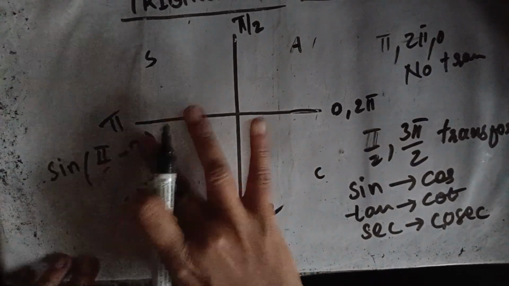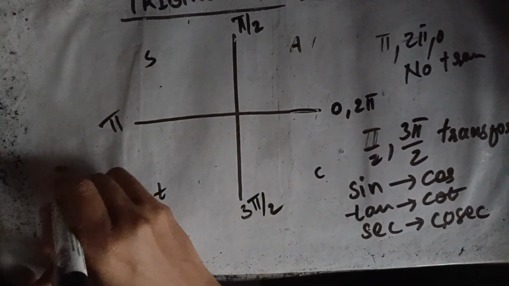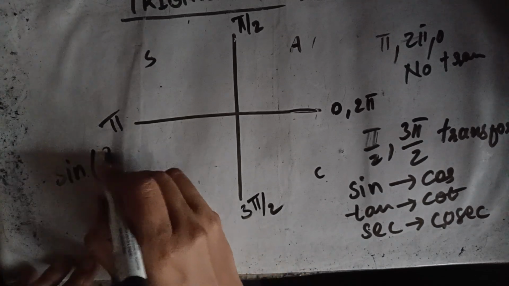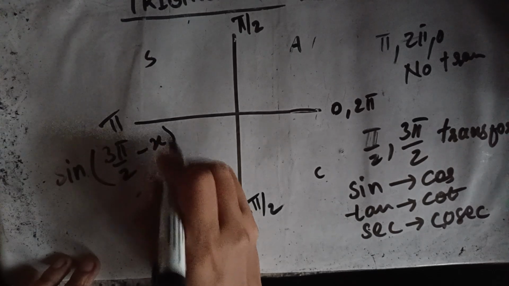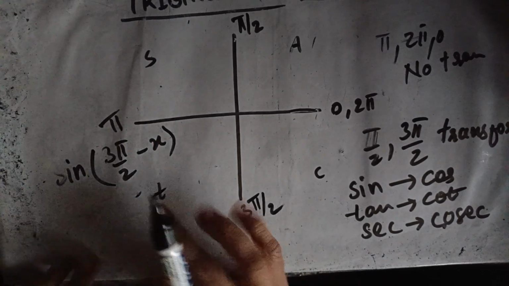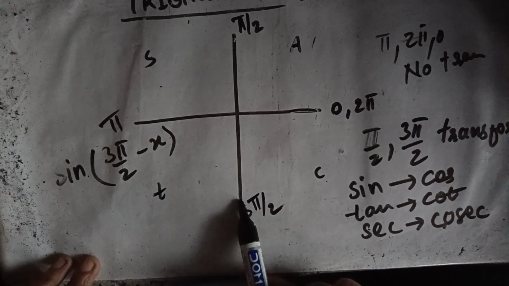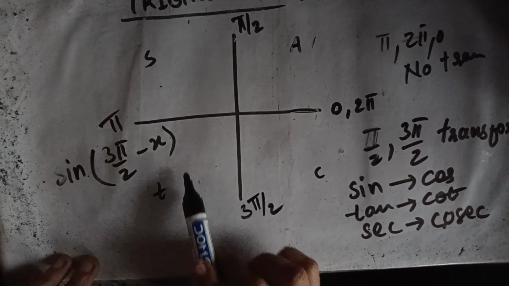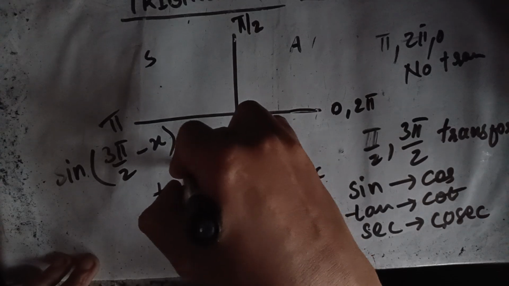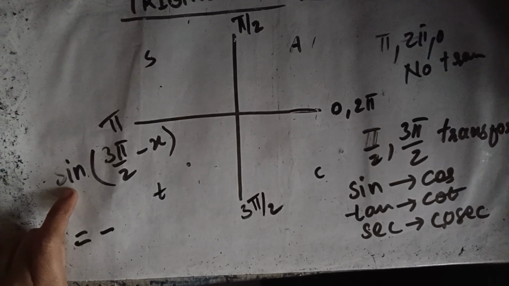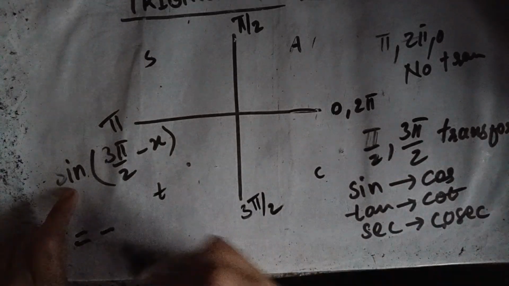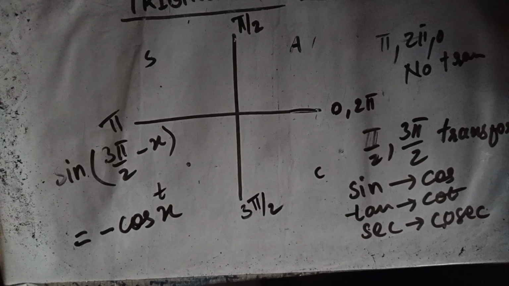That is, if you go for say sine of 3 pi by 2 minus x. 3 pi by 2 minus x falls in which quadrant? 3 pi by 2 is here. Minus x means we are removing something. So it falls in the third quadrant. What is the sign of sine in the third quadrant? It is negative. And 3 pi by 2 is there, so transformation. So this is minus cos of x. This way you can find out any number.